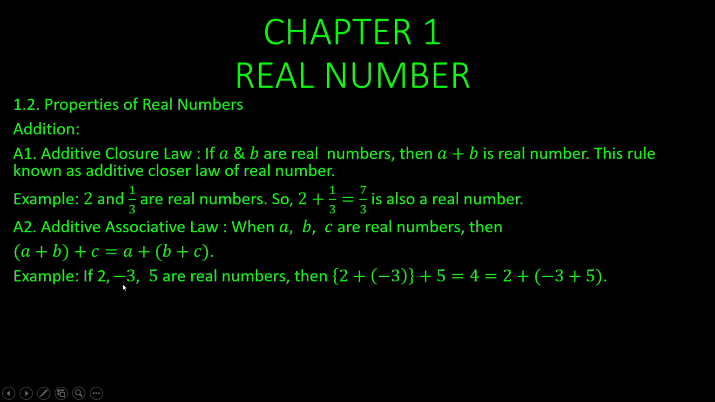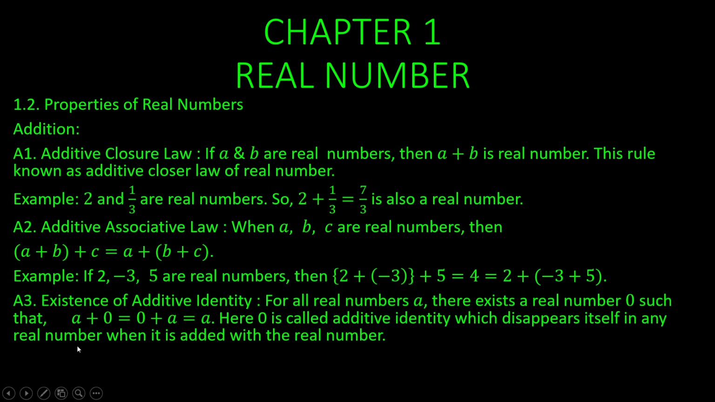For example, we consider 2, minus 3, 5 are real numbers. Then we add 5 with the sum of 2 and minus 3, we get 4. Again, adding 2 with the sum of minus 3 and 5, we get 4. So we can say that for any three real numbers, the additive associative law holds.